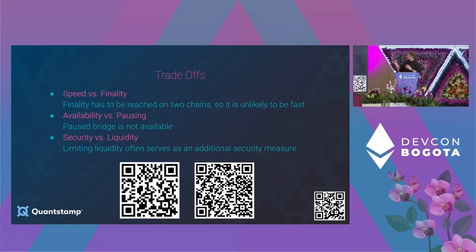So there are always a bunch of trade-offs. You have to pick and choose what you are going to implement. This slide is actually screaming with QR codes. So this QR code leads to our talk from ETH Denver about security incidents in bridges. And this particular QR code leads to a paper about security hacks and incidents in bridges.